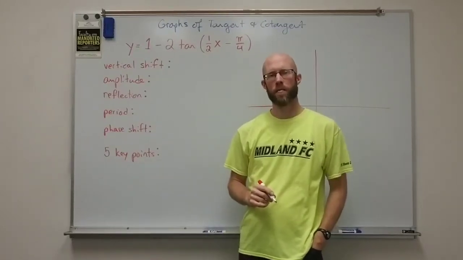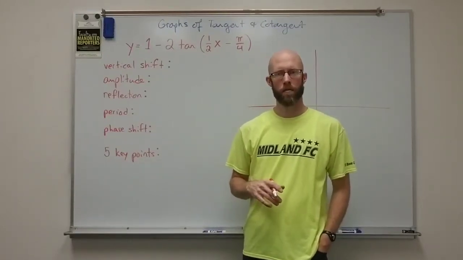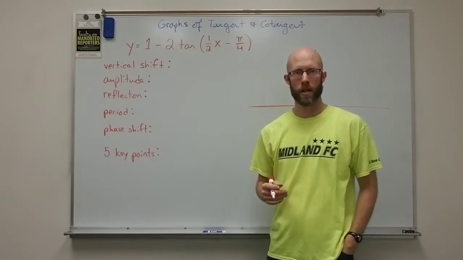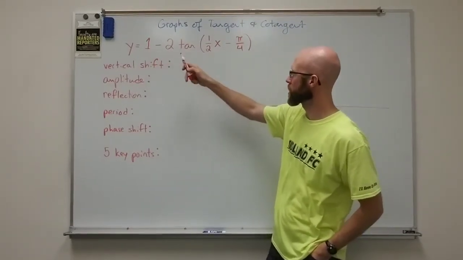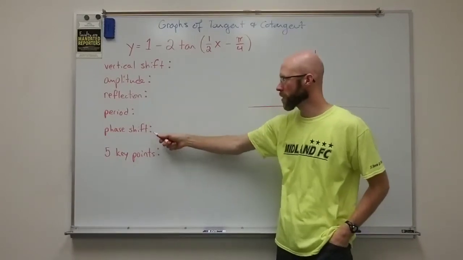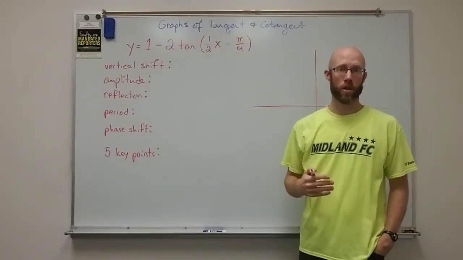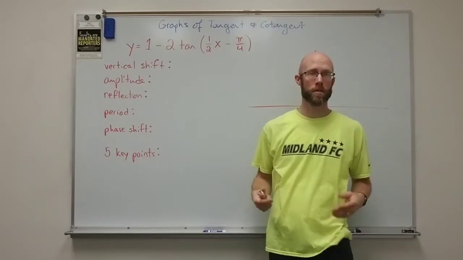In this next example, we're going to incorporate really all of our different transformations for a tangent. You're going to see vertical shifts and amplitude, reflection, period, phase shift, and then we're going to use all that to find our 5 key points and plot the graph.